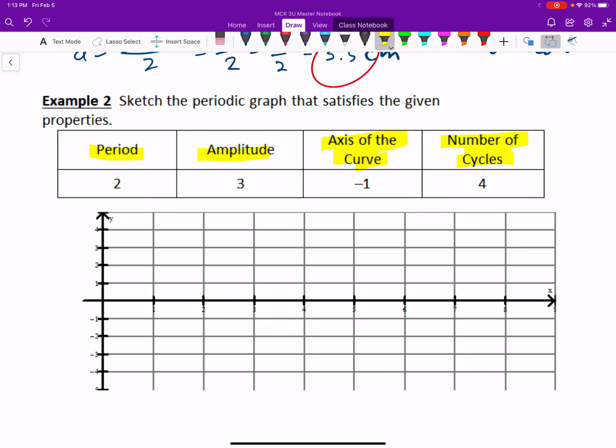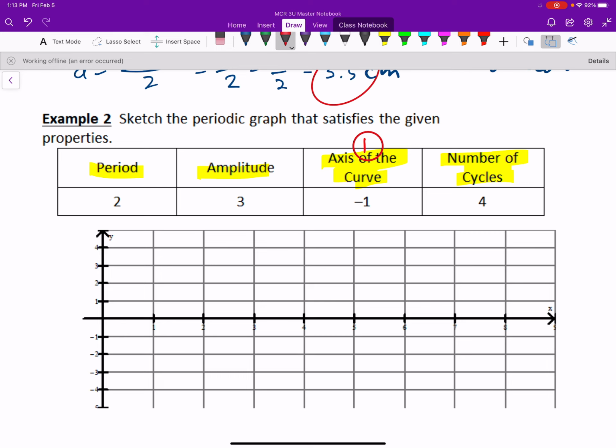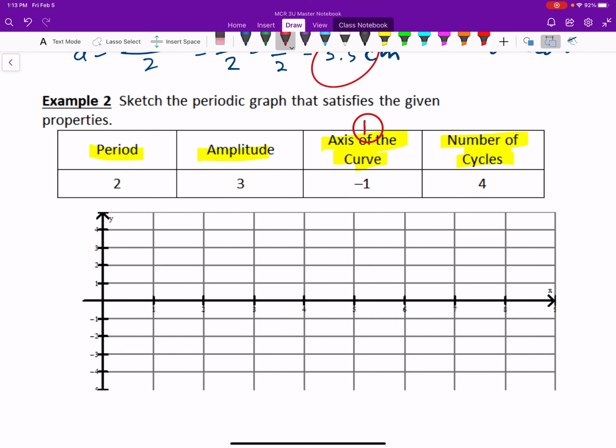Okay, so here's the order. If you're asked to sketch something, here's the order I would start with. First, I would do the axis of the curve, because the axis of the curve is an easy thing. It's just this horizontal line. And remember, the axis of the curve is always y equals whatever the number is.